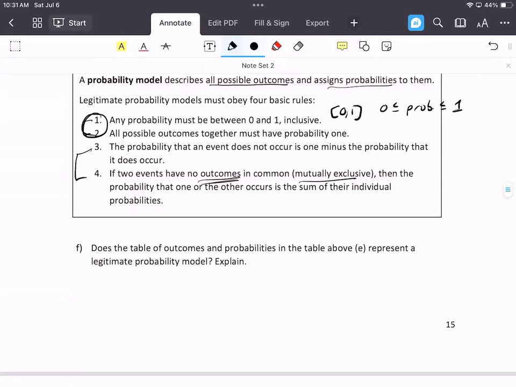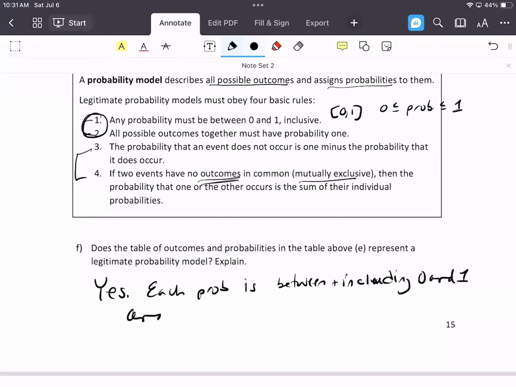Does the table of outcomes and probabilities in the table above in E represent a legitimate probability model? Explain. Well, yes, it does. We've already spoken about it. Each probability is between 0 and 1, including 0 and 1. And the sum of the probabilities is 1.